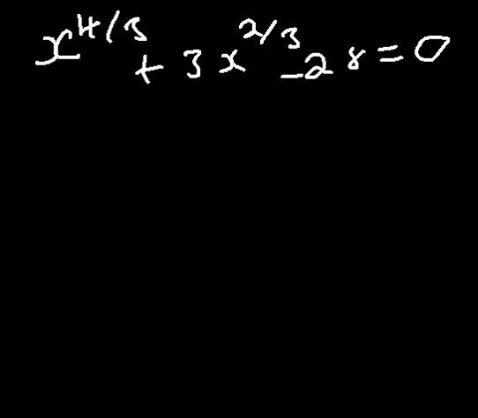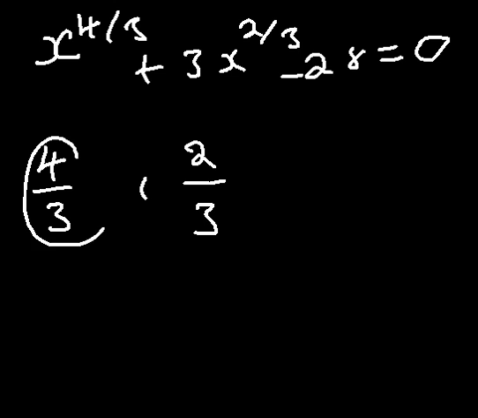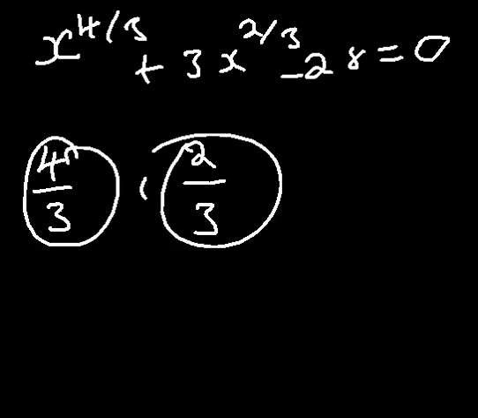So let's bring these powers down. We have 4 over 3 and we have 2 over 3. Looking at the powers, what is the common denominator? It should be a common factor for the 2 powers, as you can see.